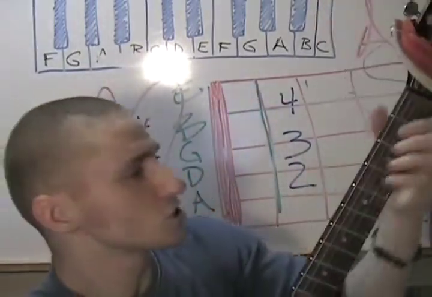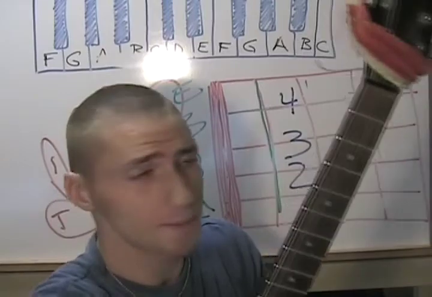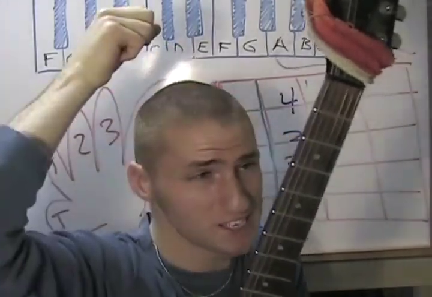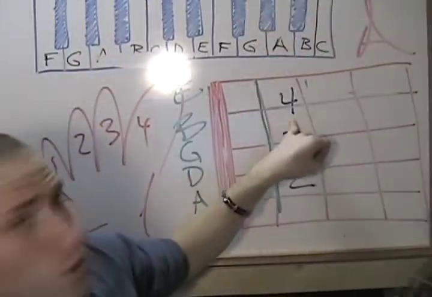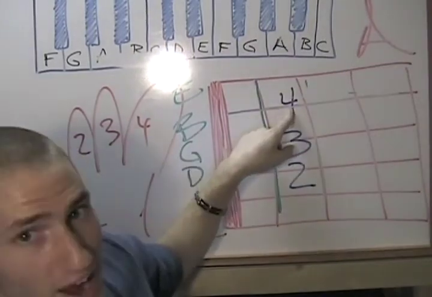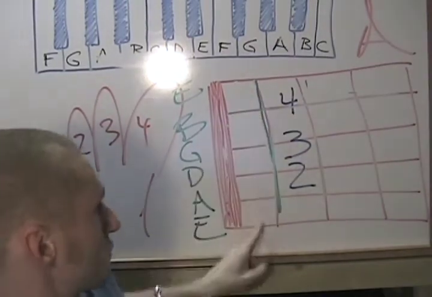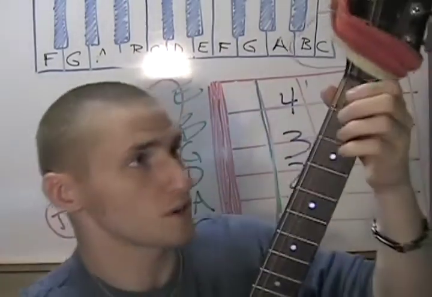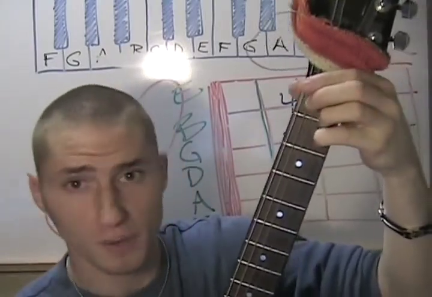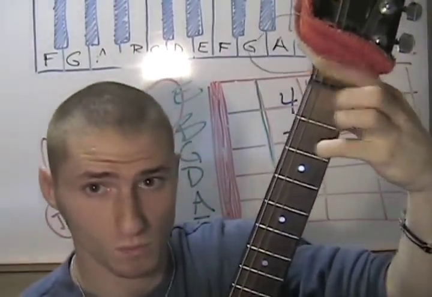Okay, so this top string is the high E, and the low string is the low E, the bass E note. Let's take this fourth finger and put it on the second fret of the B. See, this is the first fret, this is the second fret. We're going to put this fourth finger right here, on the second fret of the B. There it is.